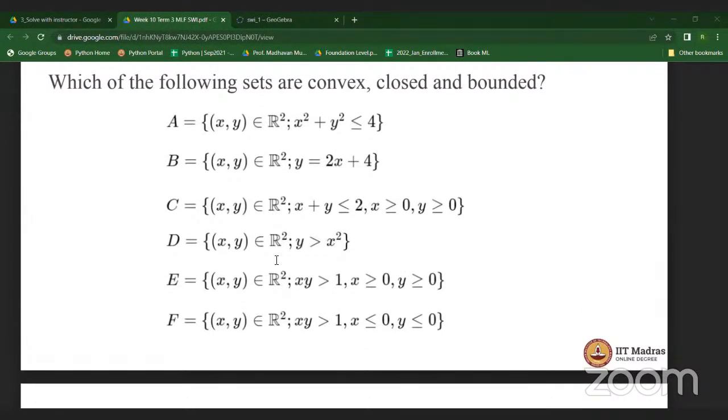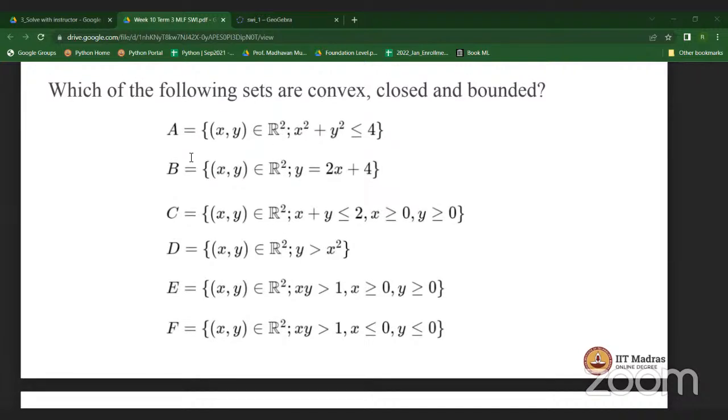Among A, B, C, D, F, which one is convex, closed, and bounded? Solve for this. I'll give you guys 10 minutes to solve this. Just plot these graphs, then it will be evident for you. You should be looking at whether it's convex or not, and closed and bounded, both.